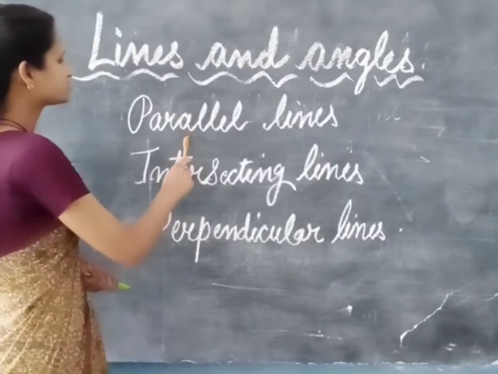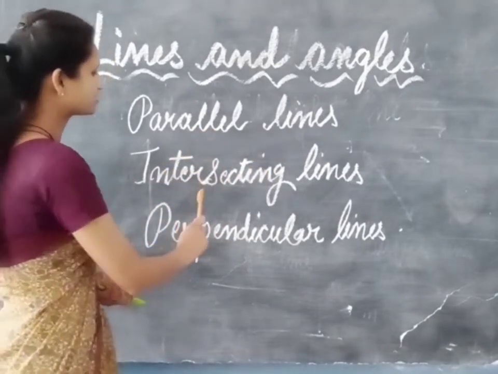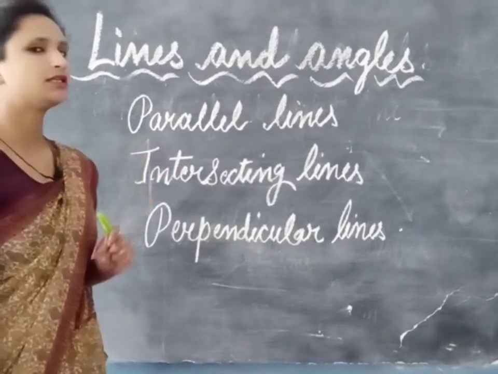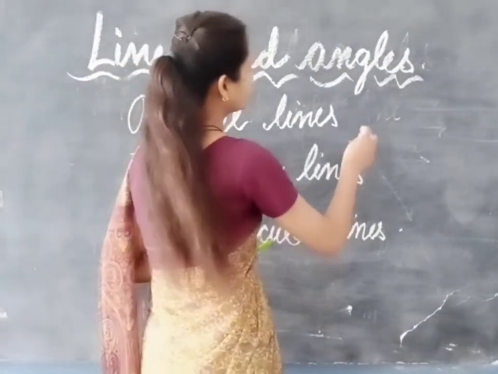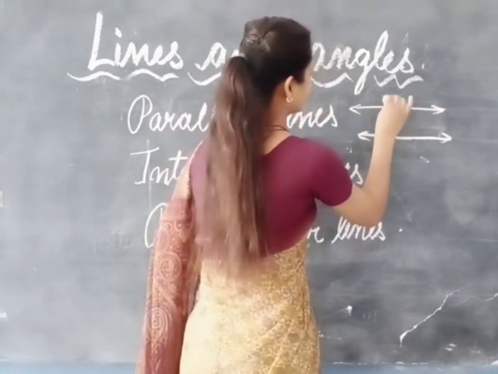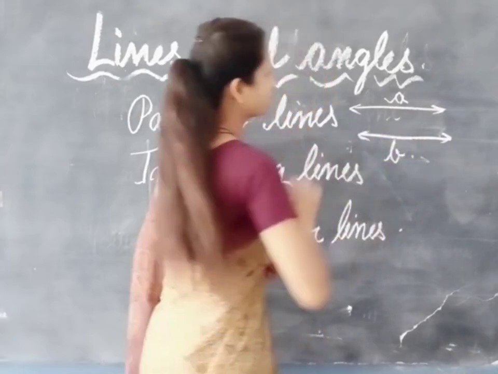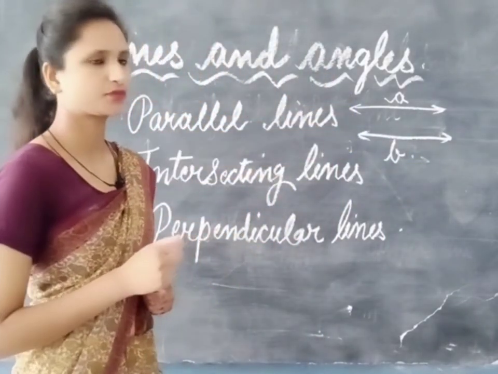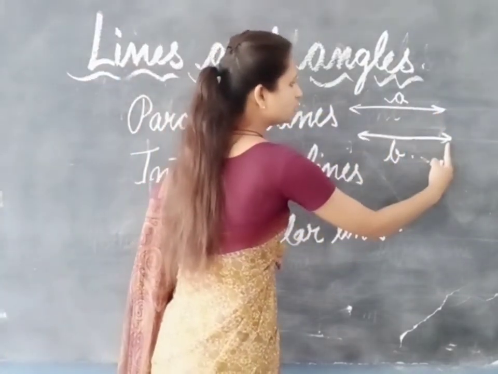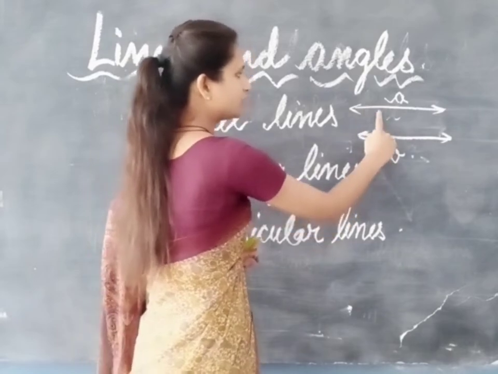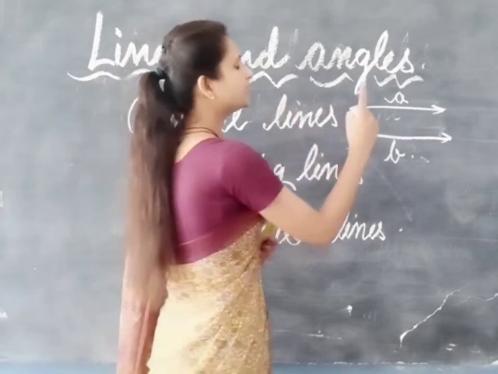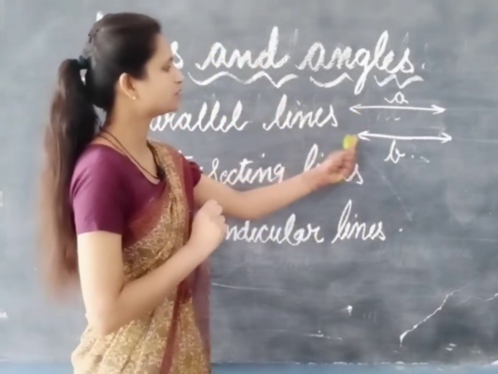Now let's discuss parallel lines, intersecting lines and perpendicular lines. What is a parallel line? Suppose we take two lines, A and B. These lines have equal length. They will have the same distance between them and they will never meet.